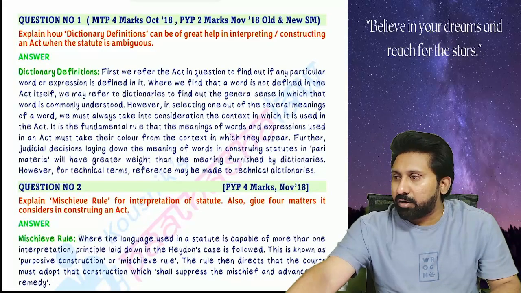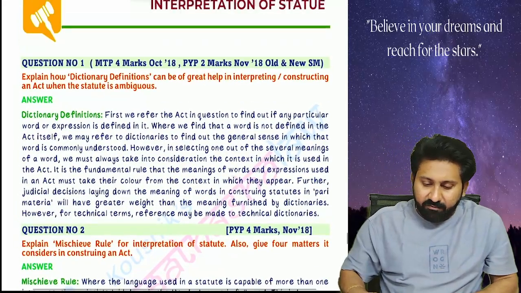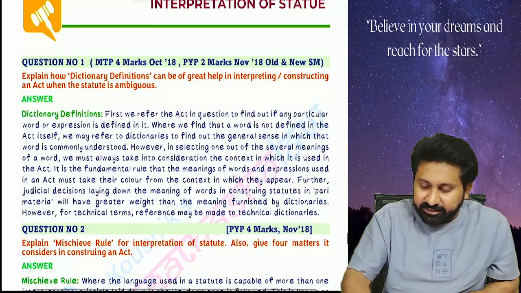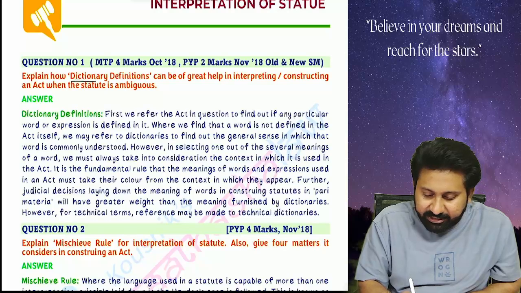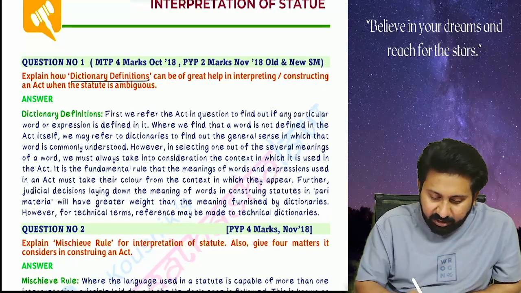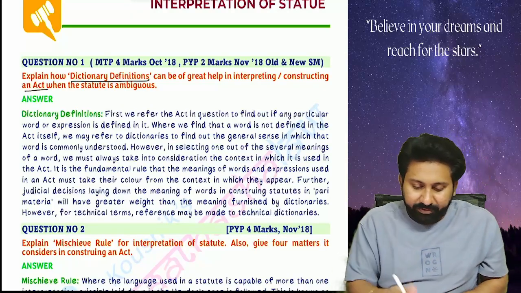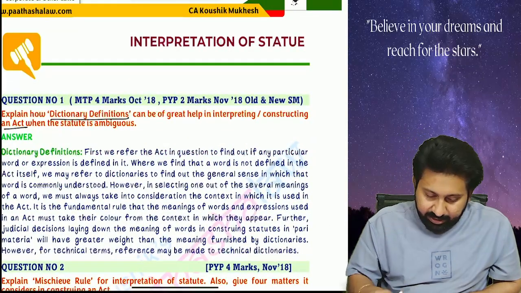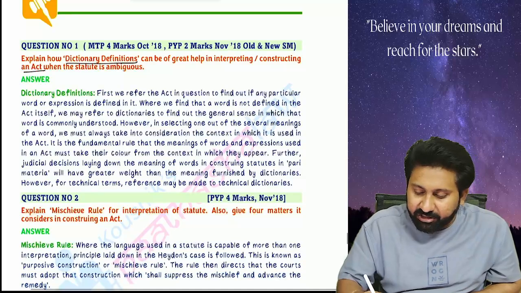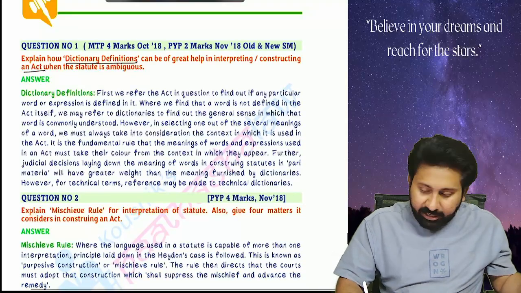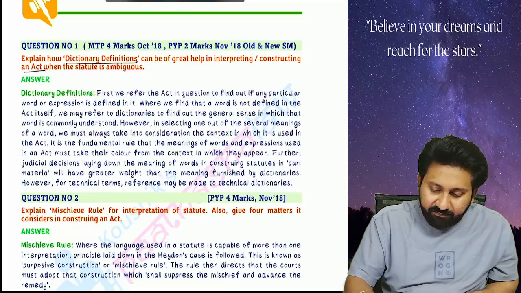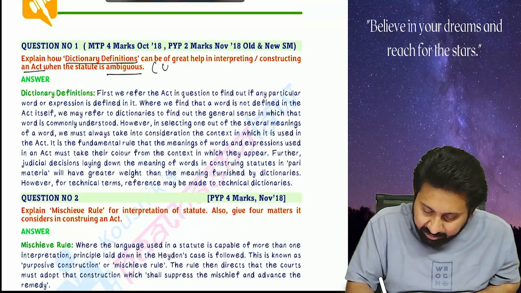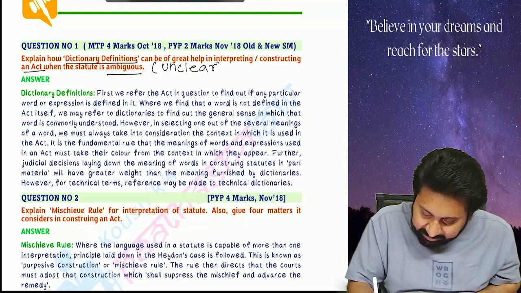So, as we already discussed, we are first going to read one more time the concept of dictionary definitions. What is the importance of dictionary definitions with regard to the act? Listen carefully. First, let us sum up everything and try to understand clearly. Explain how dictionary definitions can be of great help in interpreting or constructing an act when the statute is ambiguous. Ambiguous means unclear.